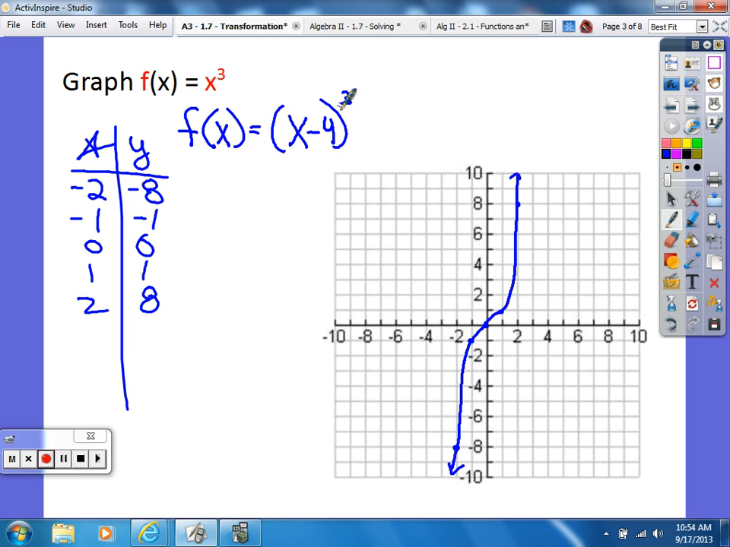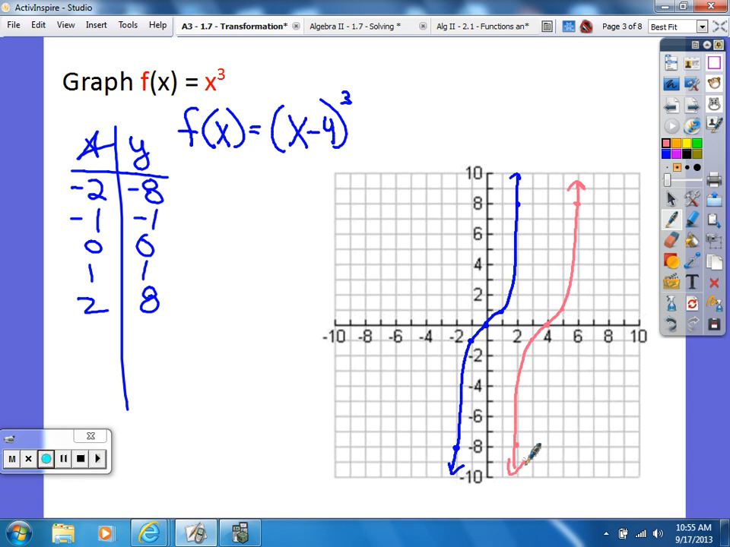All right, so where do I move all my points? Over to the right 4. Okay. So I'll use pink. I'll go to the right 4. 1, 2, 3, 4. 4. 1, 2, 3, 4. 1, 2, 3, 4. Okay. So there's my new graph, right?